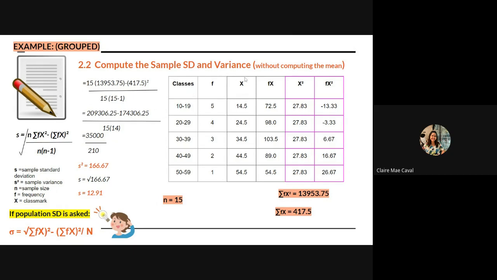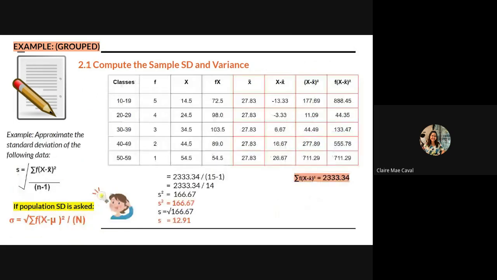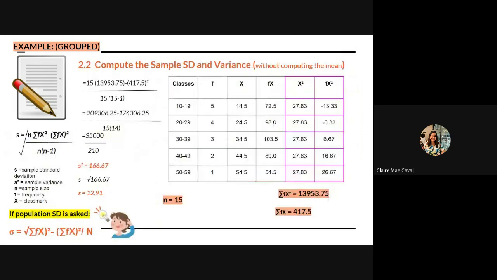Of course, you find the class mark. You know how to do that. Then you find the frequency times the class mark. Then, for this one, without computing the mean, if you can see, the table is very long. You just have to square x, or square the class mark. So for example, 14.5 squared, that's equal to 27.83.